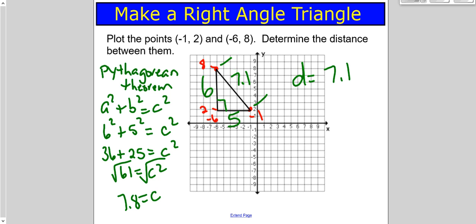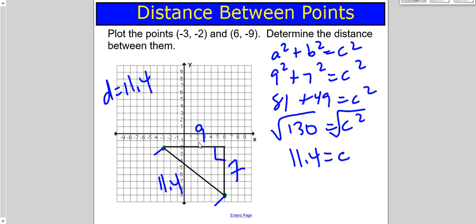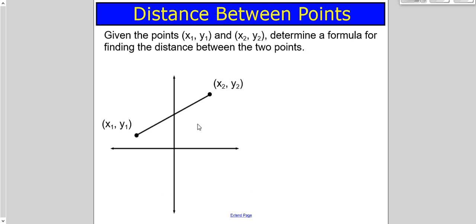It's still 5. So over here, I went from -3 all the way up to 6. And if I go 6 minus -3, I get 9. And from here, I went from -2 all the way down to -9. And notice if I go -9, subtract -2, I get -7, which is the same thing as 7 when it comes to squaring.